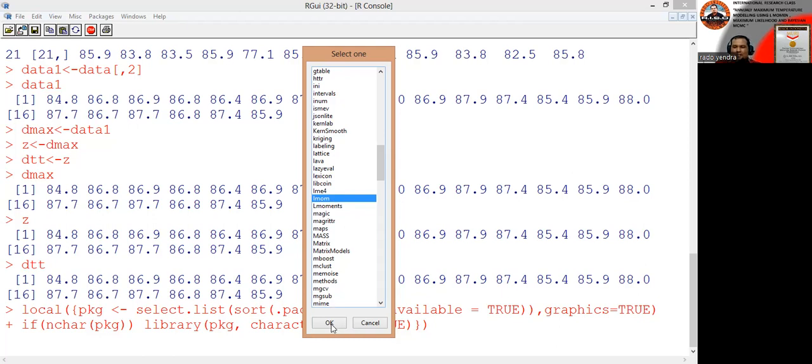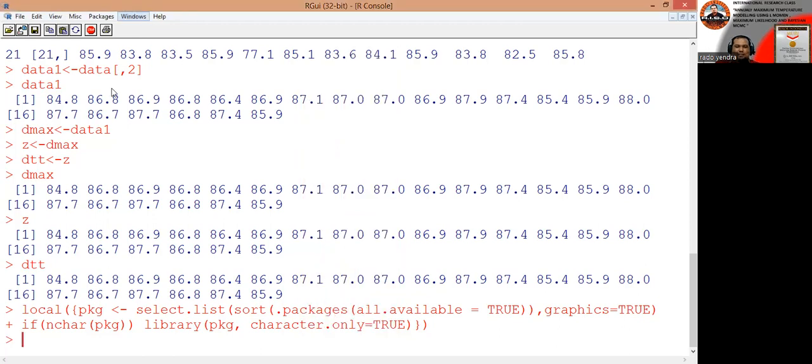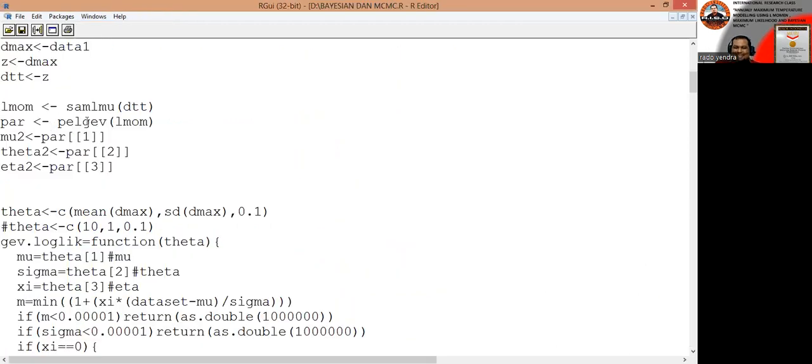After you install the lmom package, you can try to estimate the parameter using the tool samlmu. Okay, samlmu means you are trying to use the lmom package. Okay, this is standard programming. You cannot change this standard programming. You must use only this. Okay, try to use lmom equal to samlmu of data.